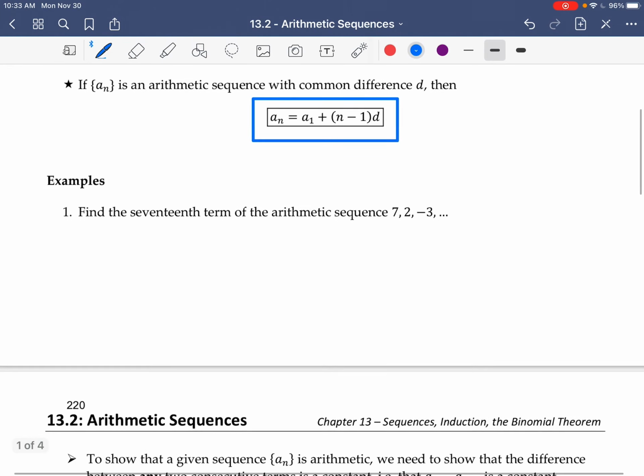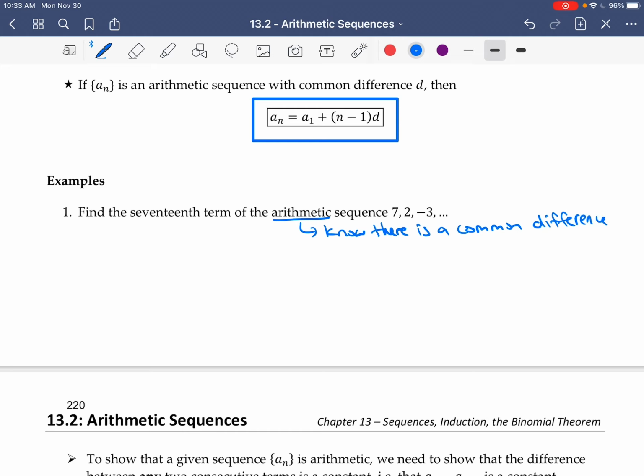So let's do this example here. What if we want to find the 17th term of the arithmetic sequence 7, 2, -3? Okay, so they told us it's an arithmetic sequence. So this means that because of this, we know there is a common difference. Okay, so i.e. we know that a_n is a_(n-1) plus some d. Okay, and the d could be negative. So here the terms are getting smaller, so we're going to be subtracting.